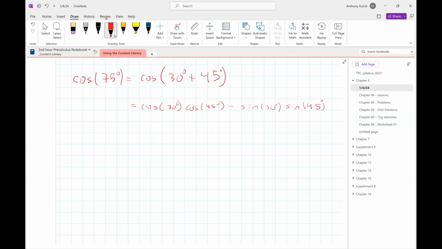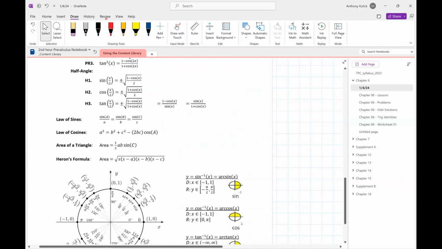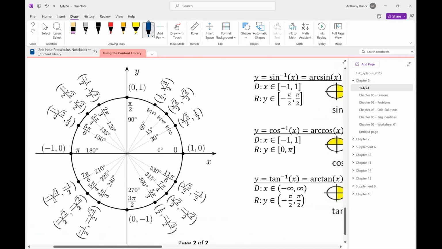Now what I want to do is evaluate each one of these trig expressions. So I'm going to go to my unit circle and find cosine of 30. So how do I use my unit circle to find cosine of 30 again? That is true, but that's not the one that I want. So I'm going to locate 30 degrees. And then on my unit circle, cosine is x, right? So cosine of 30 is root 3 over 2.